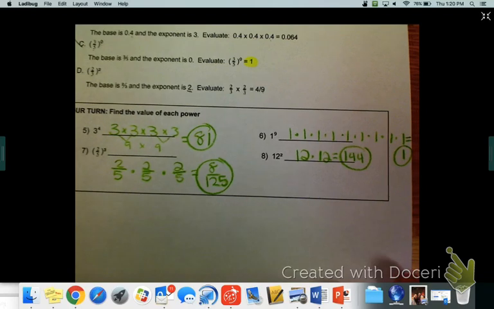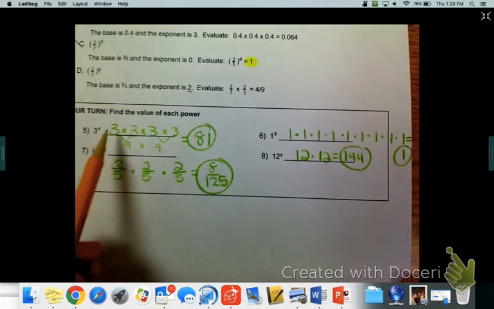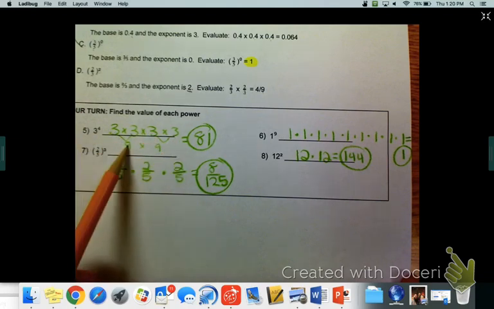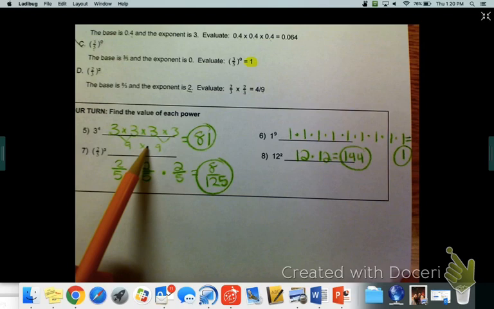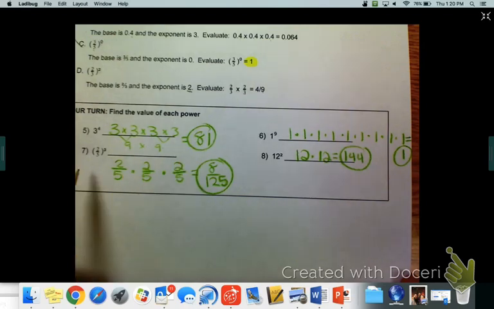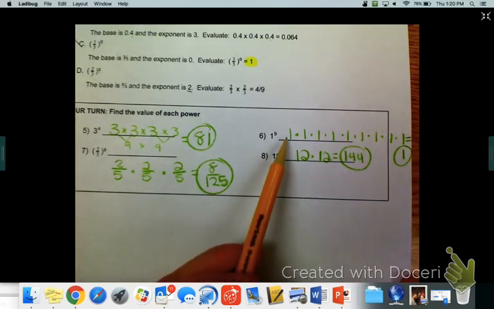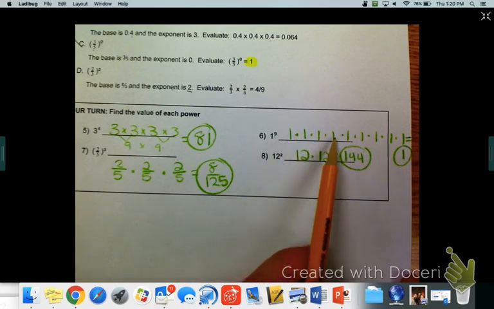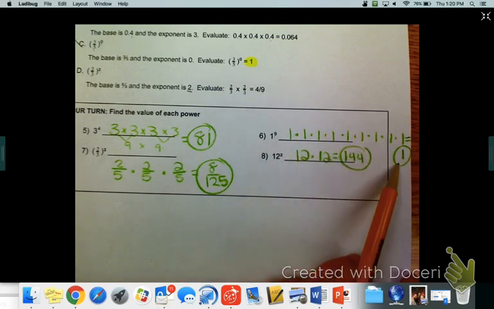Let's see if your answers match mine. For 3 to the 4th power, 3 times 3 times 3 times 3, I went ahead and separated and did 9 and 9. So 9 times 9 is 81. For number 6, when I have 1 to the 9th power, that is 1 multiplied by itself 9 times, which is going to be 1.